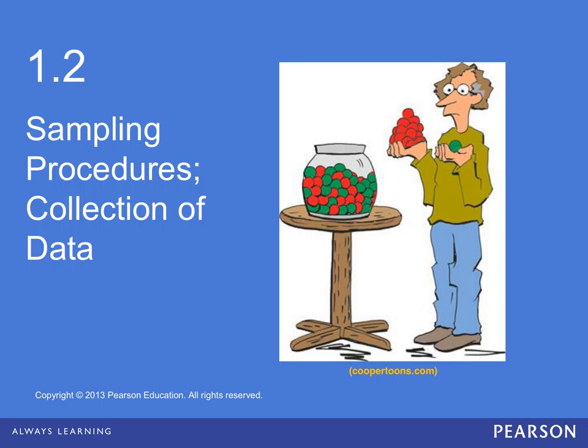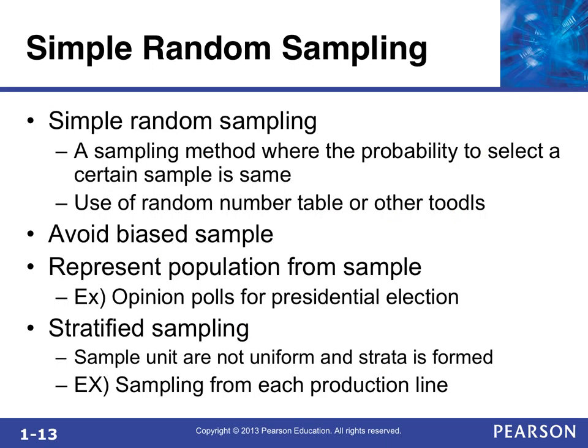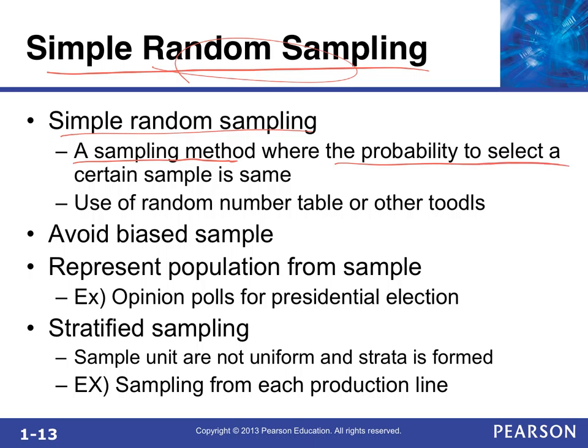The next part of this chapter is about the sampling procedures and the collection of data. When you consider the implementation of the sampling, the most important thing to remember is you always have to guarantee simple random sampling. Without random sampling, all the analysis is really meaningless, so you always have to be careful to get a random sample. So simple random sampling is the most important thing, and a sampling method where the probability to select a certain sample is the same, in this case, we can call that a simple random sampling.